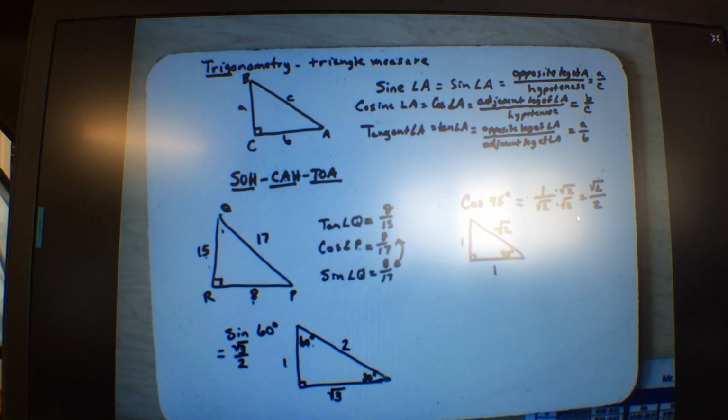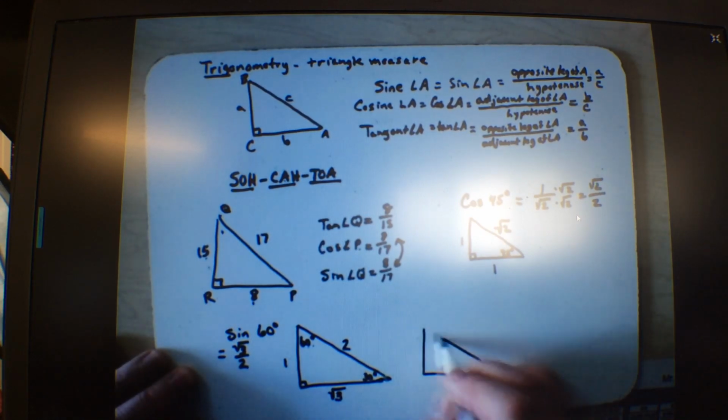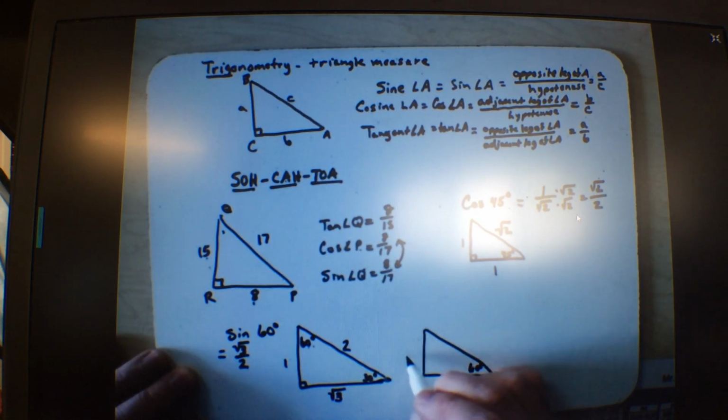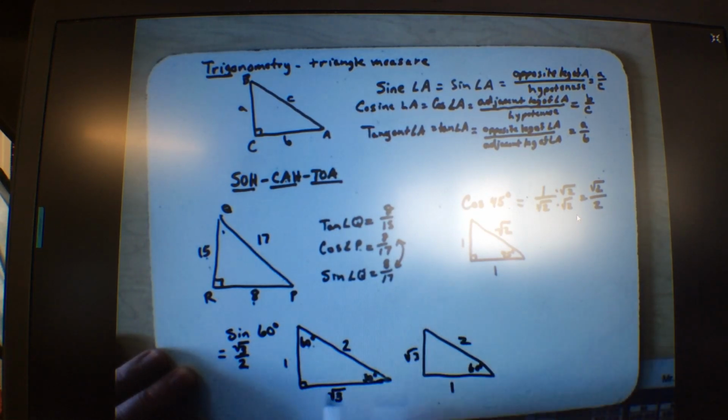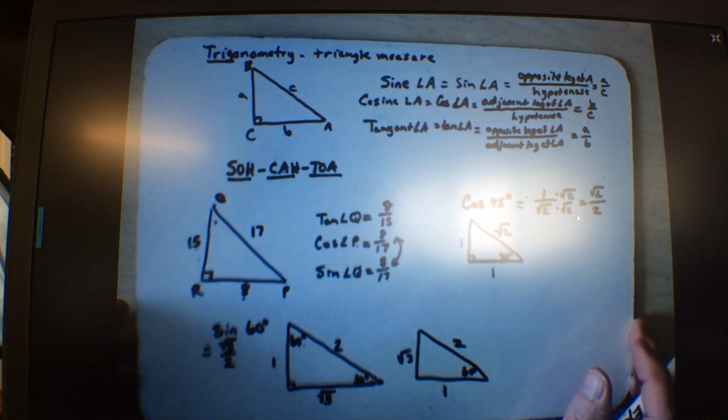See how that works? What if you put the 60 down at the other end? Then it's the same. Well, let's do that. If I put the 60 down here, I still have 1, the square root of 3, and 2. So the sine of 60 degrees is still the square root of 3 over 2. That never fails. Does that make sense?